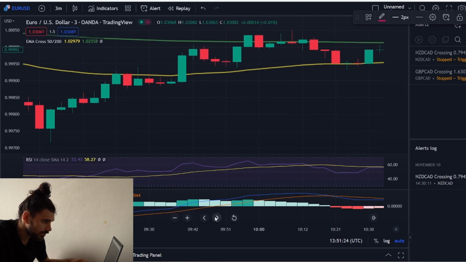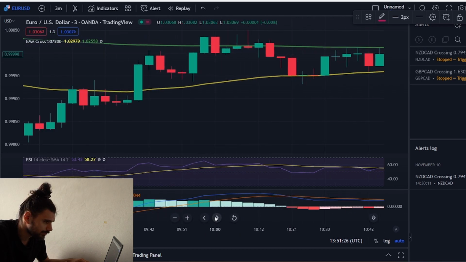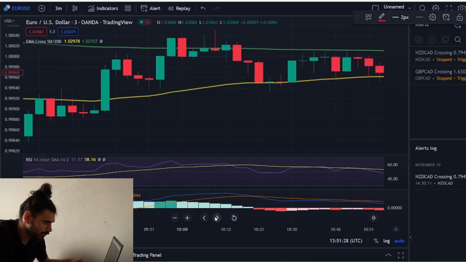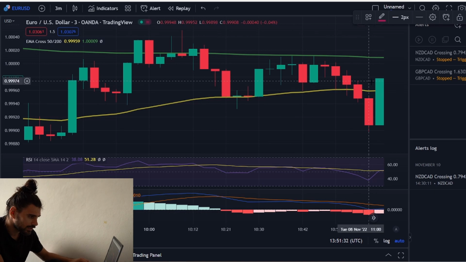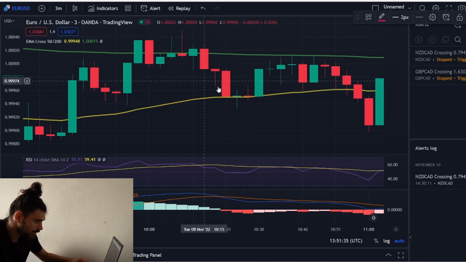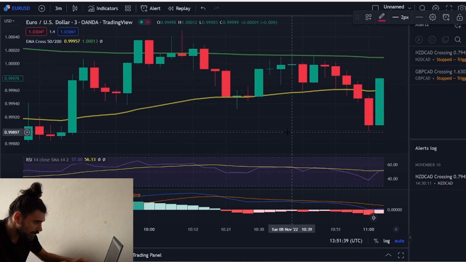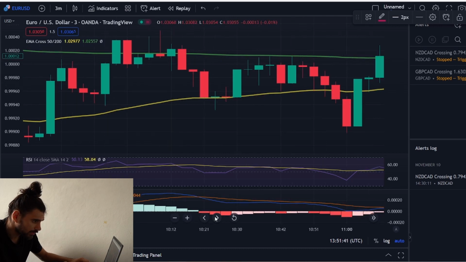So let's see if I can see another one. Now a second one doesn't really appear, and we are now breaking this engulfing candlestick going to the upside. Here this could have worked out, but we closed above the 50 EMA. Let's see, maybe I will find a second one.